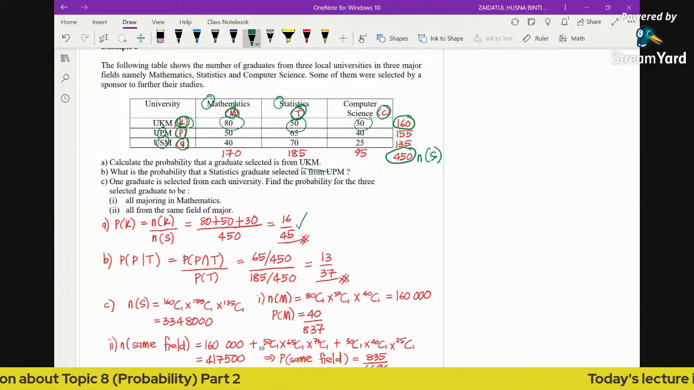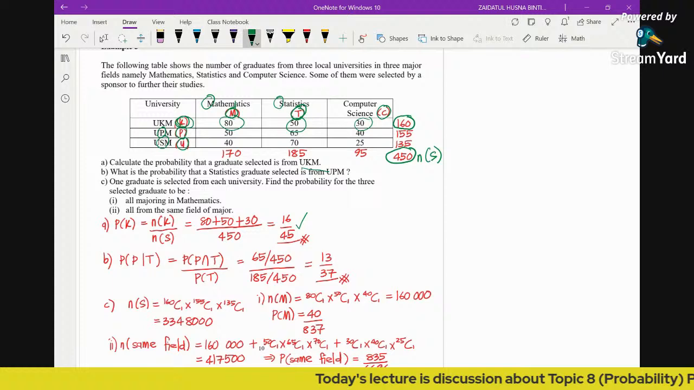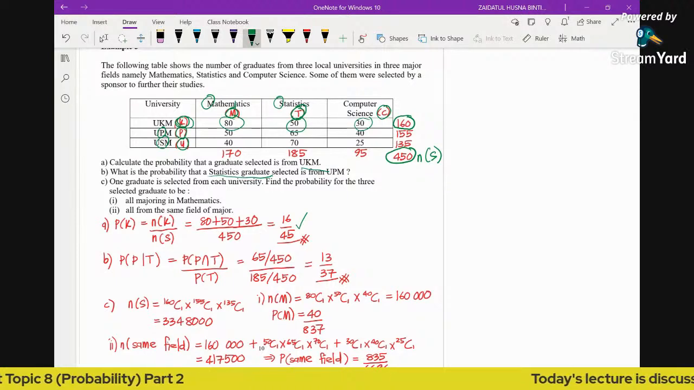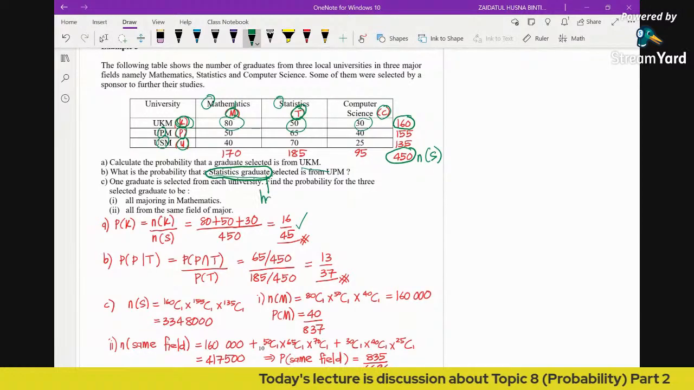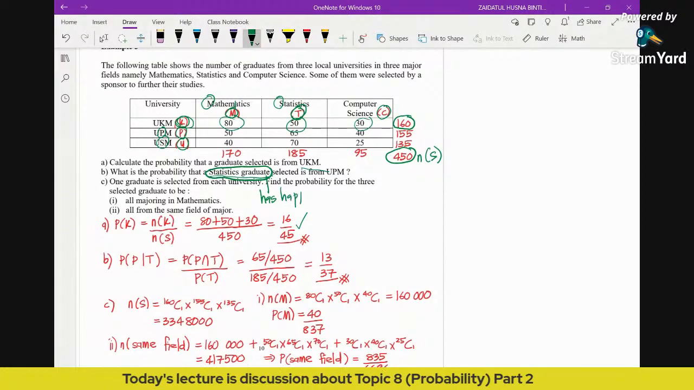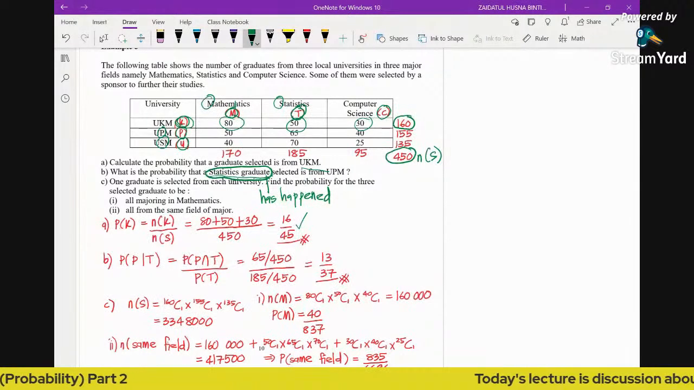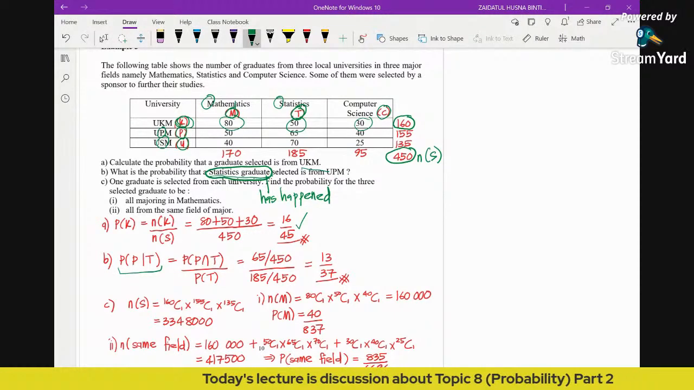Now, what is the probability that a statistics graduate selected is from UPM? You need to read the question again. What is the probability that a statistics graduate? In this case, we already know that the student is a statistics graduate. So this event has happened. Since the event has happened, we just need to find the probability that the student is from UPM. The UPM here we use letter P, right? So we need to find the probability of P given T.